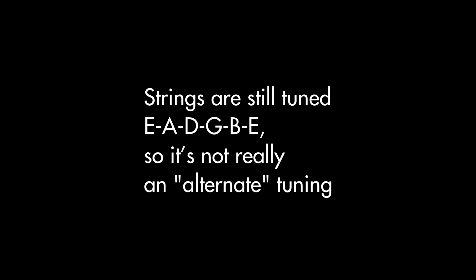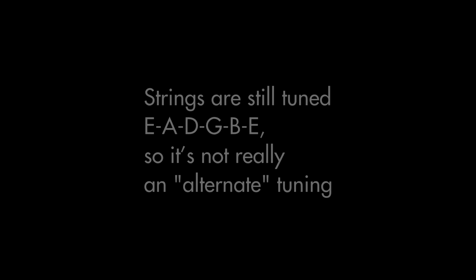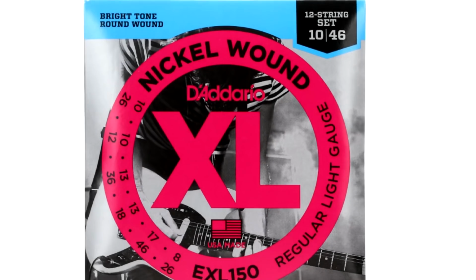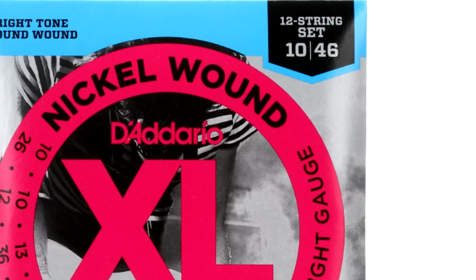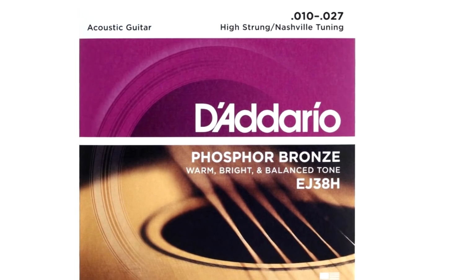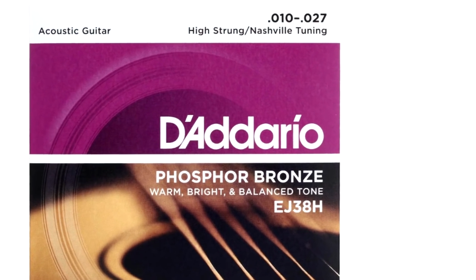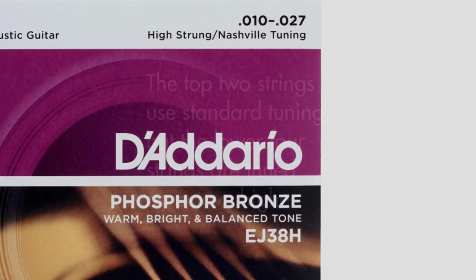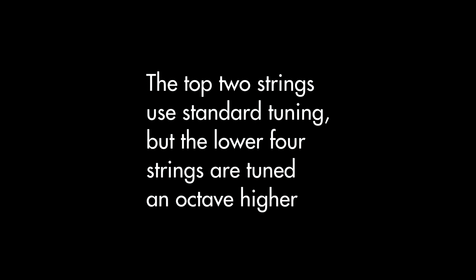It's not an alternate tuning in the standard sense because the strings are still tuned low to high, E, A, D, G, B, E. Instead, it adapts a 12-string set of strings, or string sets dedicated to Nashville tuning, to a conventional 6-string guitar. The first and second strings are the usual E and B respectively, but the lower 4 strings are tuned an octave higher than standard tuning.